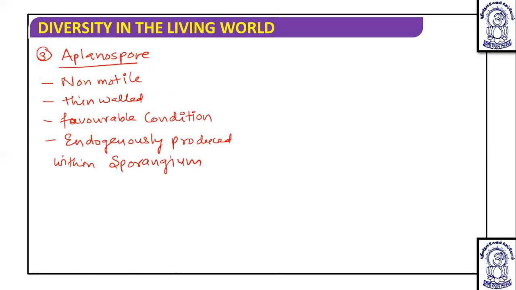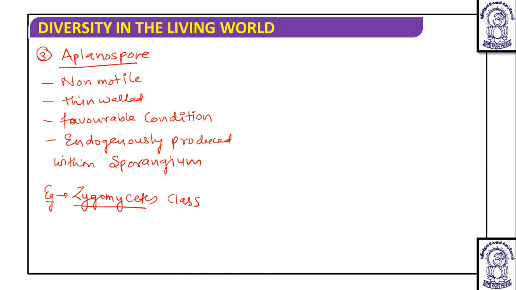Now these are aplanospores, which are non-motile, and the motile spores we have studied, that is zoospores, are also known as planospores. But these are non-motile, because of this they are known as aplanospores. If we talk about examples, these aplanospores are found in zygomycetes fungus. And zygomycetes is a class of fungus in Phycomycetes. So this is the aplanospore.